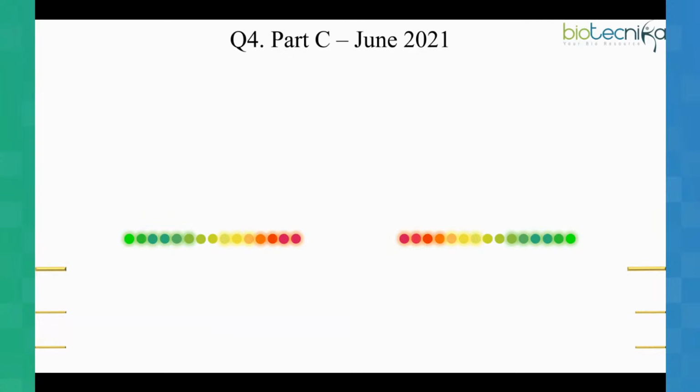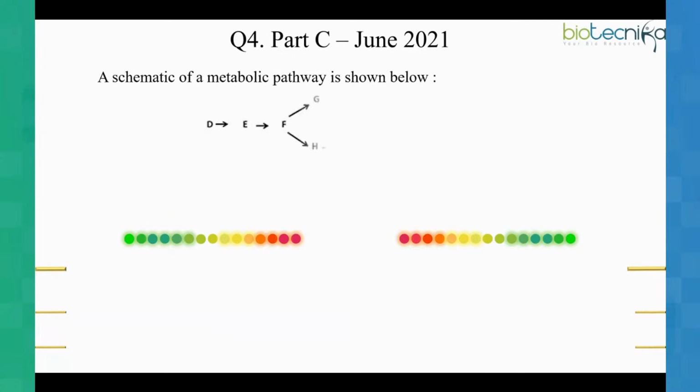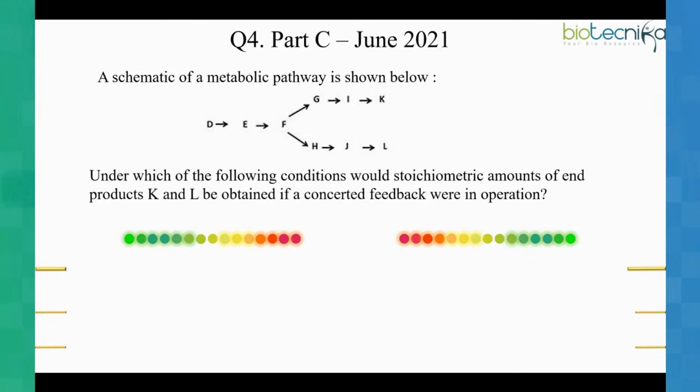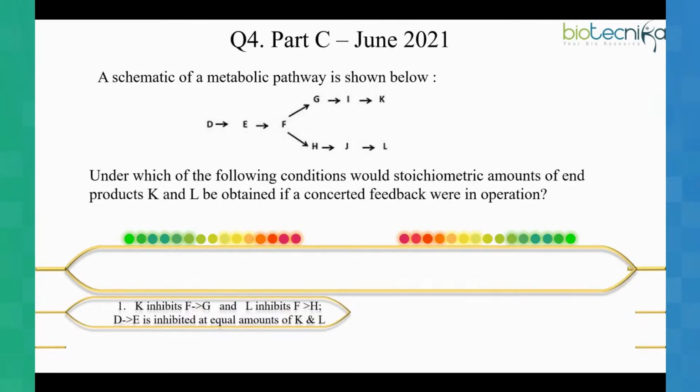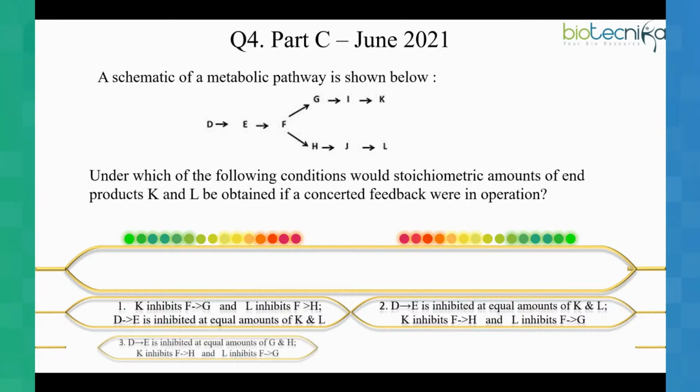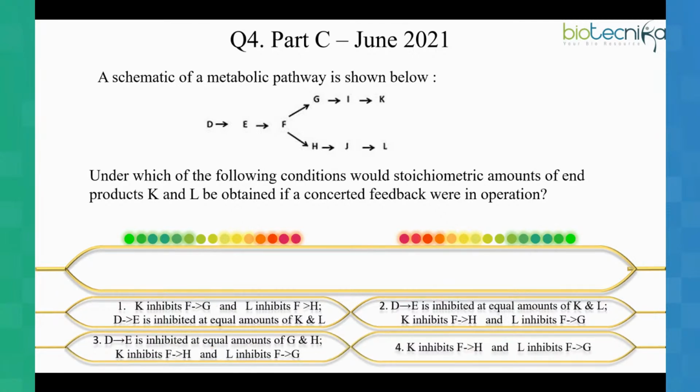Okay. All right. Next question is from June 2021. This is regarding feedback inhibition. That's wonderful, Sakina. So very good. You are well prepared for CSIR NET. Just keep on revising other topics as well. Okay. So any idea what type of feedback inhibition this is?